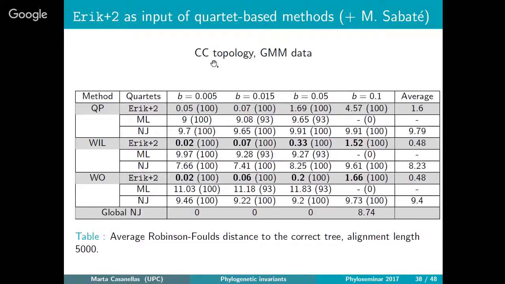So for the first topology, the easy one, when we use ERIC+2 with quartet puzzling, or with Wilson, or with weight optimization, what happens against the other methods? Here we are computing the Robinson-Foulds distance to the correct tree, and we get much better results with ERIC+2 than with the other methods, which get bad results because we are generating data under the general Markov model.